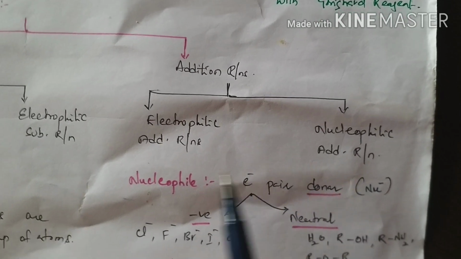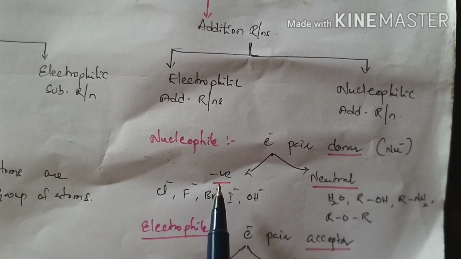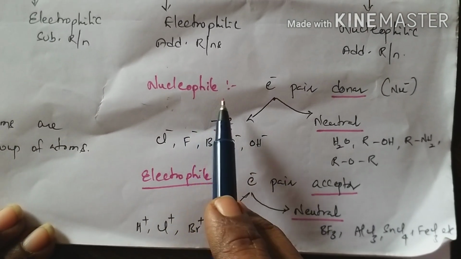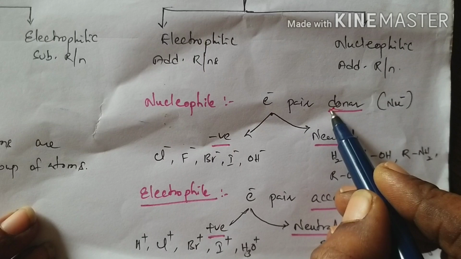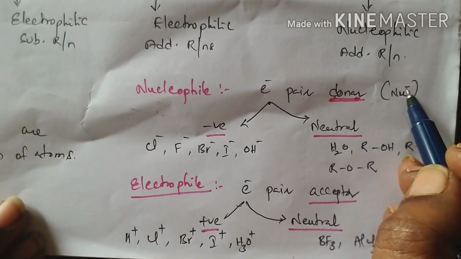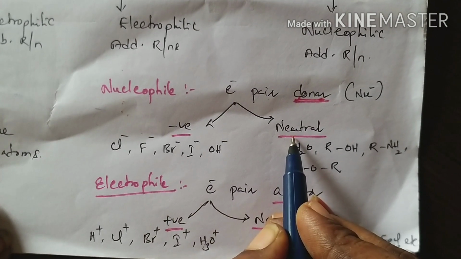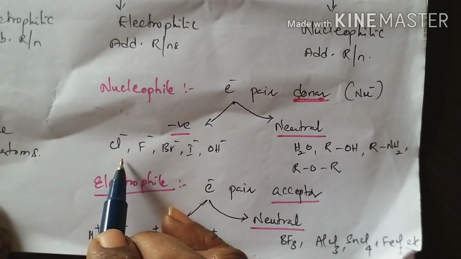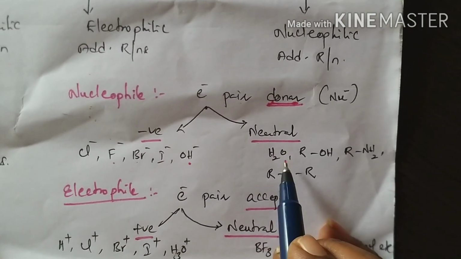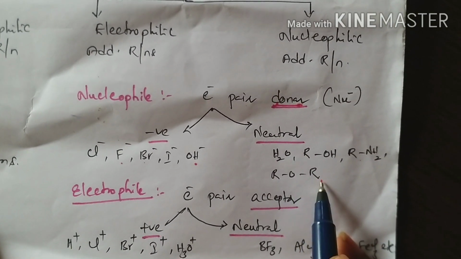Before going to the types of reaction mechanism, you should first know the definition of a nucleophile and the definition of an electrophile. A nucleophile is a chemical substance that is an electron pair donor. It donates its electrons, hence it gets a negative charge. It is of two types: negative and neutral. For example, negative ones are chloride, fluoride, bromide, iodide, hydroxide. Neutral examples are water, alkyl hydroxyl, alkyl amine, and ROR, which is nothing but ethers.